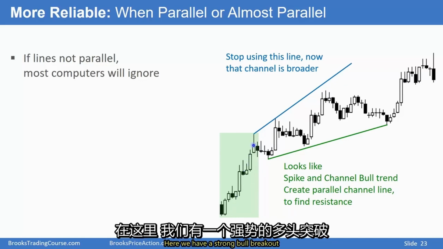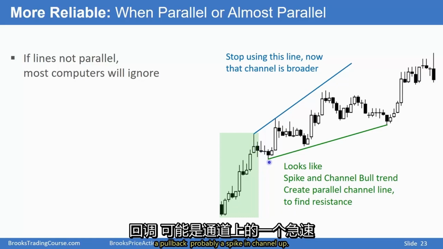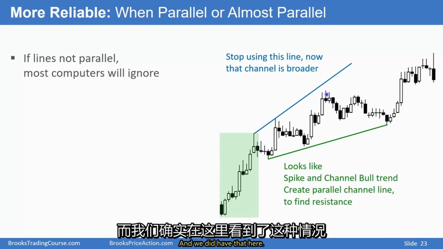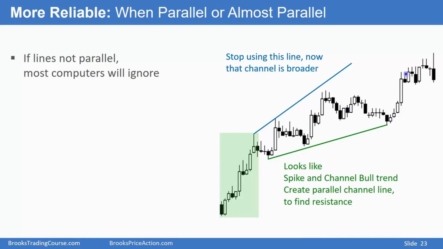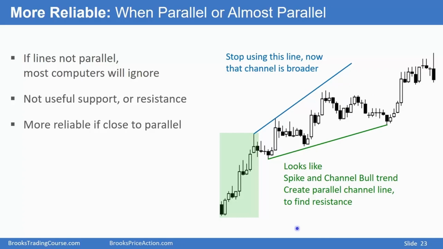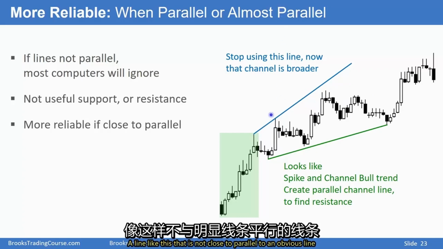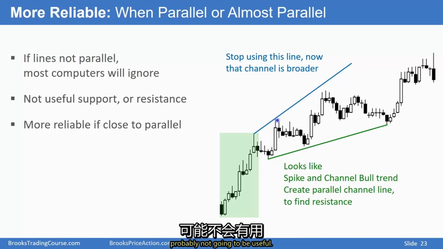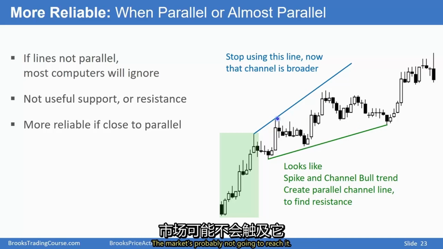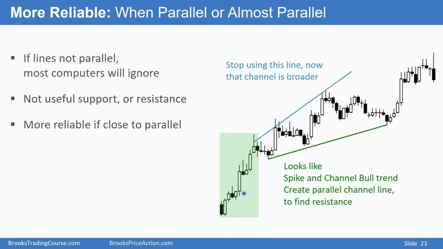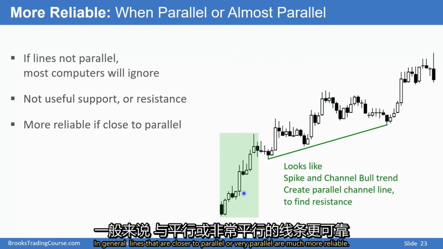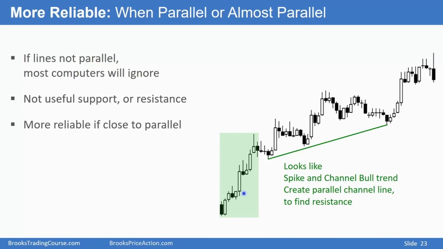Here we have a strong bull breakout, a pullback, probably a spike and channel up. And we did have that here. We got 2 legs sideways rather than down, and then we have another breakout. A line like this that is not close to parallel to an obvious line, probably not going to be useful. The market's probably not going to reach it. It's better just to ignore it. In general, lines that are closer to parallel or very parallel are much more reliable.